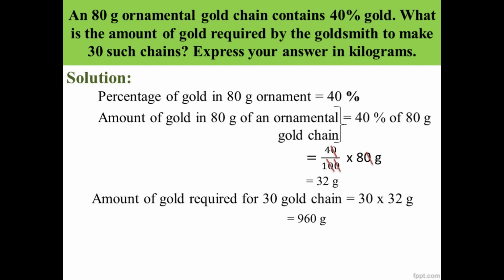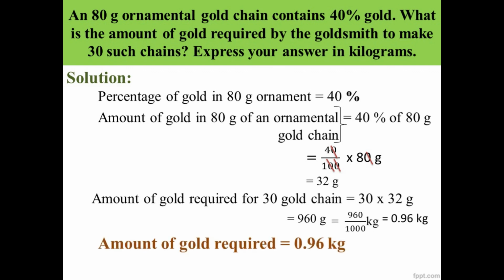To convert, you know very well that kilogram is the larger unit and gram is the smaller unit. So we have to divide it by 1000. 960 divided by 1000, we have converted it into kilogram. On dividing, we get 0.96 kilogram. Therefore, the amount of gold required equals 0.96 kilogram.